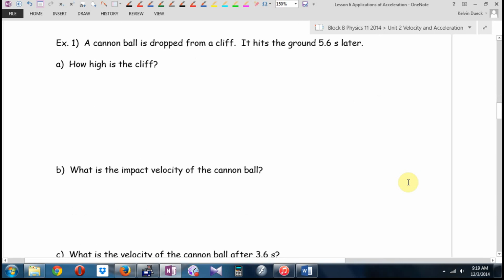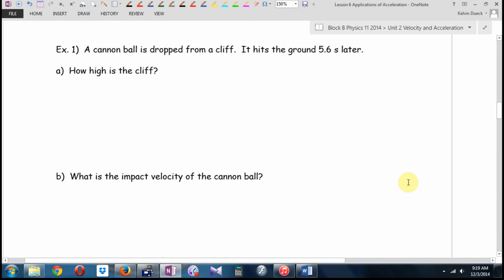Example 1, a cannonball is dropped from a cliff. It hits the ground 5.6 seconds later. I'd like you all to underline the word dropped, please. This is going to be a physics word as well. If I drop something, what's my initial velocity? 0. I'm not going to tell you that again. I won't say that in the question, but if you see the word dropped, you are allowed to assume it.